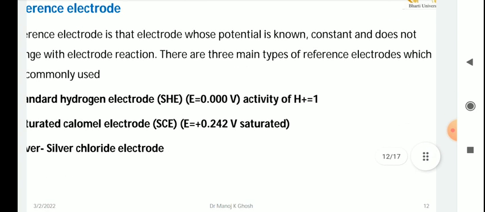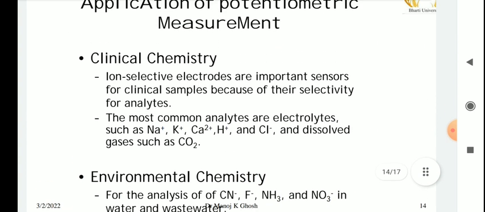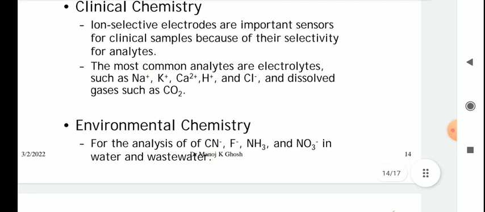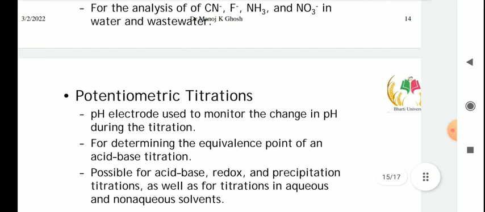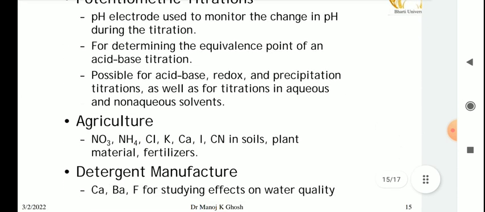Here are given the types of reference electrodes: the standard hydrogen electrode, saturated calomel electrode, and silver electrode. Okay, these are the applications. It is used in clinical chemistry. It is also used in environmental chemistry, for the determination of potentiometric titration, and for agriculture.